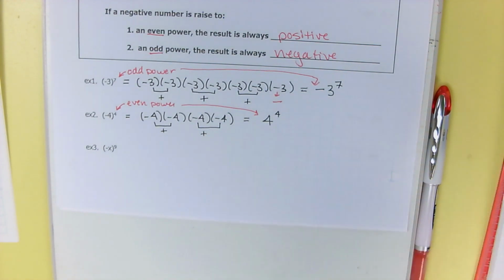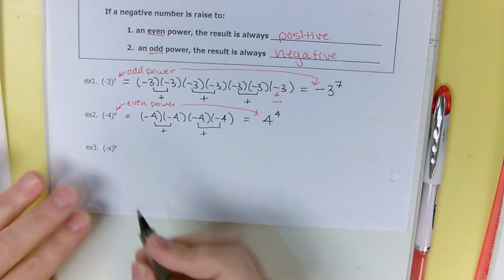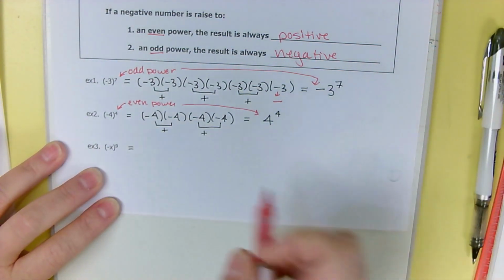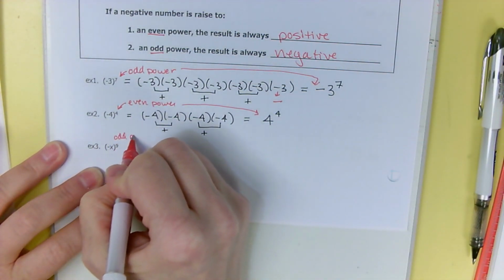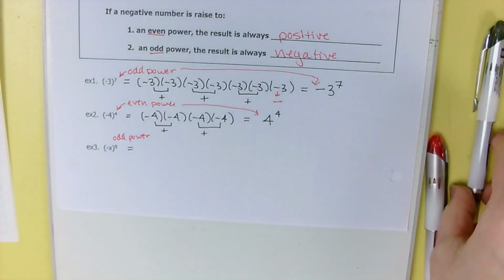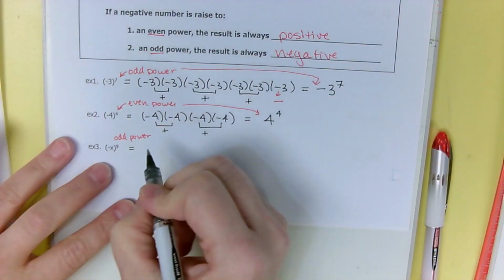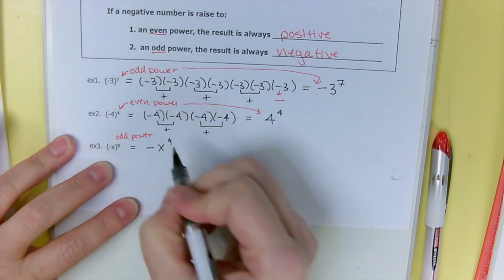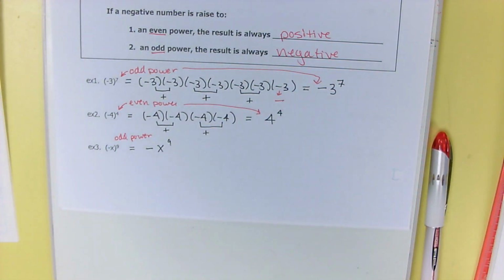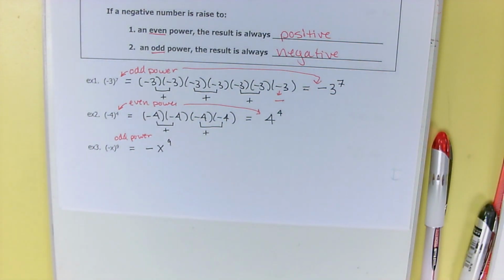All right, let's do this last one. This one has a negative x, not a number, but that doesn't make a difference. We're going to use the shortcut. This is a negative number to an odd power. Any negative number to an odd power is negative, so it's negative x to the 9th, no parentheses. Right, flip the page.